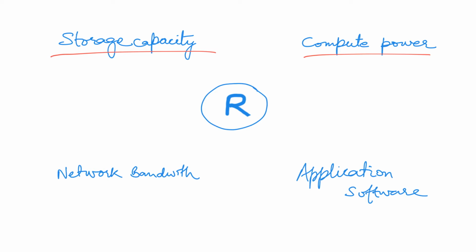Storage capacity, where you can store files and data. Network bandwidth, interconnectivity between computers, interconnectivity between you and your customers and these resources. Application software. All these are examples of resources that are being shared in the context of cloud computing.